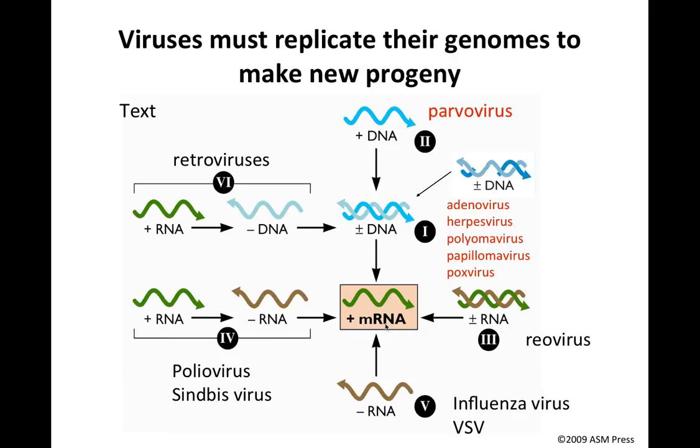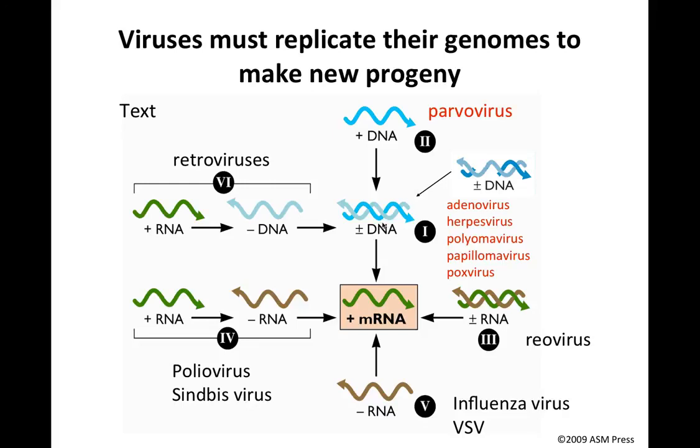So we'll talk about how the single-stranded DNA of parvovirus is replicated. We'll also talk about viruses with double-stranded DNA genomes: adenoviruses, herpes viruses, polyomaviruses, papillomaviruses, and poxviruses. They all have double-stranded DNA genomes of various configurations, either circular or linear or even hairpin, and we'll talk about that. We'll talk about how this DNA is duplicated to make more of it.